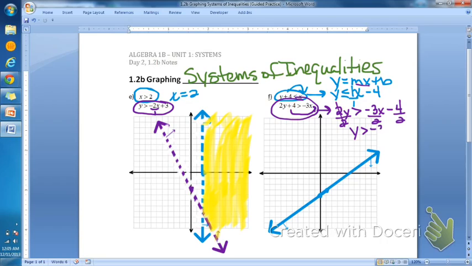Okay, negative 3 halves x. And then a negative 4 over a positive 2 equals a negative 2. Ready to graph this? We look for our y-intercept of negative 2. That's right here. Use that slope to find the next point on the graph. So we have to go down 3, 1, 2, 3 because it's negative, and run right 2. You always run to the right unless you're falling off the graph.